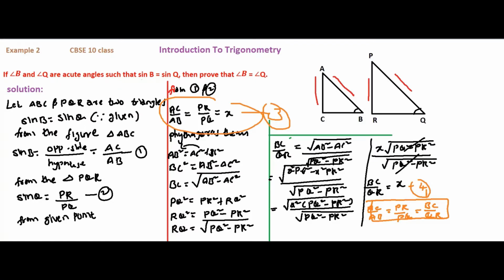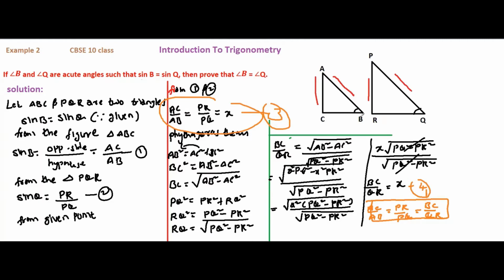That is, if two triangles have the sides of one triangle proportional to the sides of the other triangle, like this, AC by AB, PR by PQ, if AC is proportional to PR, AB is proportional to PQ, and in the same way here, then their corresponding angles are also equal.